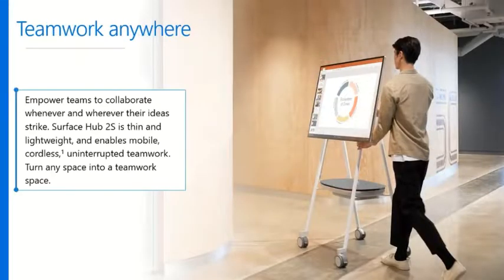So we start with Teamwork Anywhere. This is the idea that we want to empower teams to collaborate whenever and wherever their ideas strike them. The Surface Hub 2S is thin and lightweight.